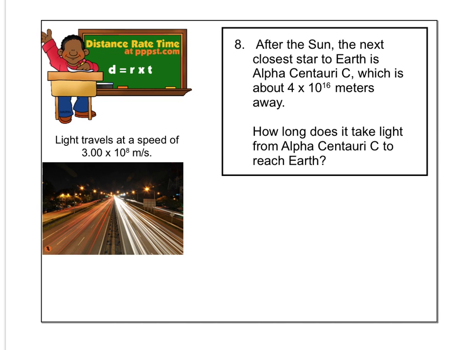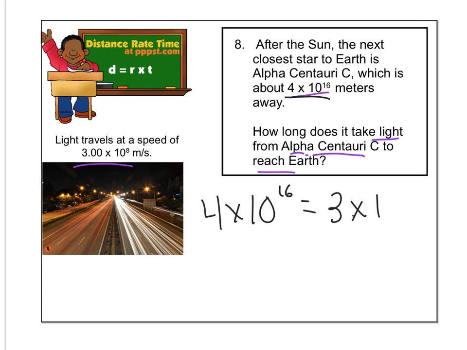So after the sun, the next closest star is Alpha Centauri, which is 4 times 10 to the 16 meters away. How long does it take light from there to reach Earth? So light travels at a speed of 3 times 10 to the 8 meters per second, and Alpha Centauri is that far away. So distance equals rate times time. So my distance is 4 times 10 to the 16th. My rate is 3 times 10 to the 8th times time, because that's what I'm looking for. How long does it take? So I'm going to divide this.